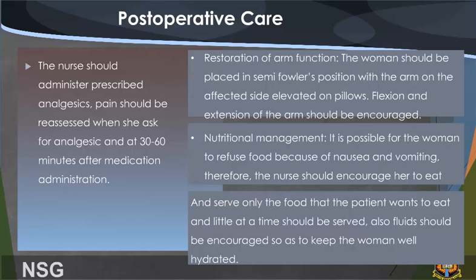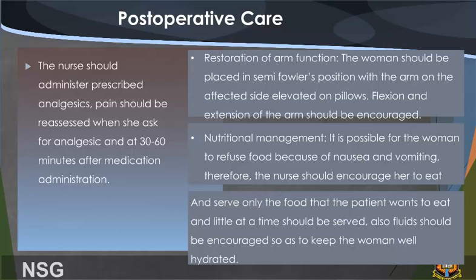The nurse should administer prescribed analgesics. Pain should be reassessed when she asks for analgesic and at 30 to 60 minutes after medication administration. Restoration of arm function. The woman should be placed in semi-Fowler's position with the arm on the affected side elevated on pillows. Flexion and extension of the arm should be encouraged.